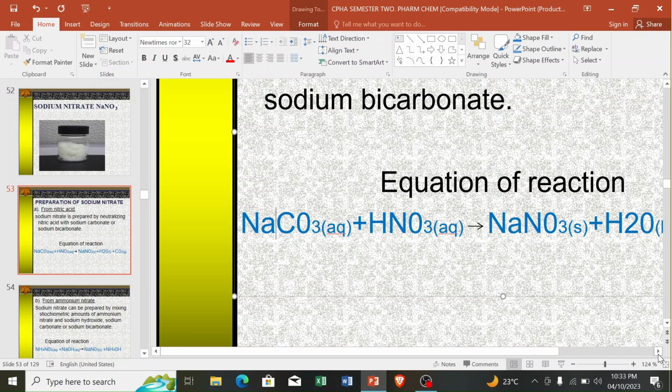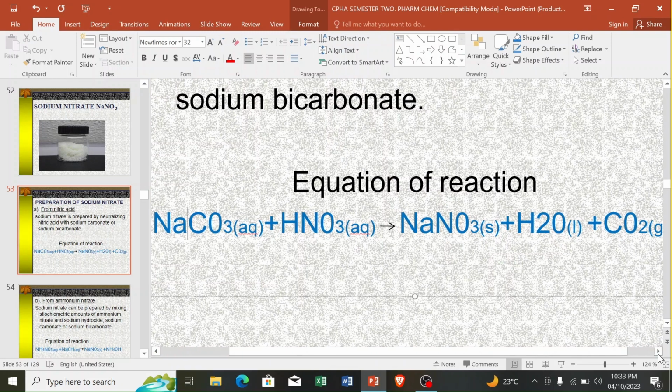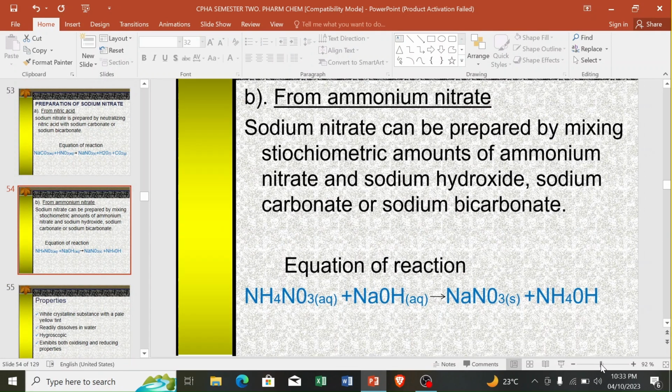Our equation of reaction: we have sodium carbonate reacting with the nitric acid to give us sodium nitrate, water, and carbon dioxide gas. So that is one method of preparing. As simple as that. Don't complicate life. Just find something that works for you better.